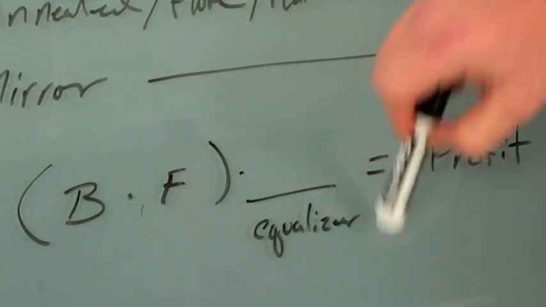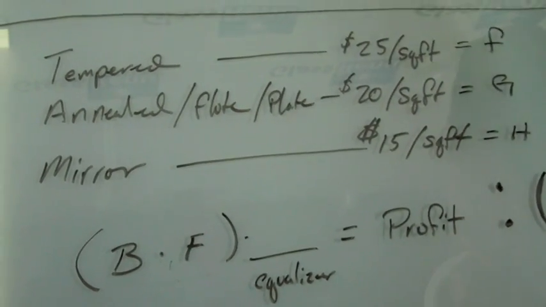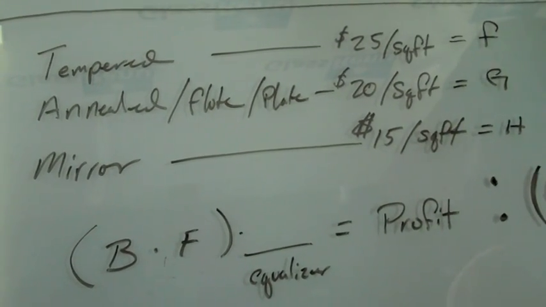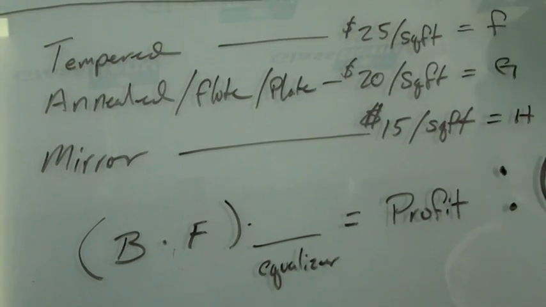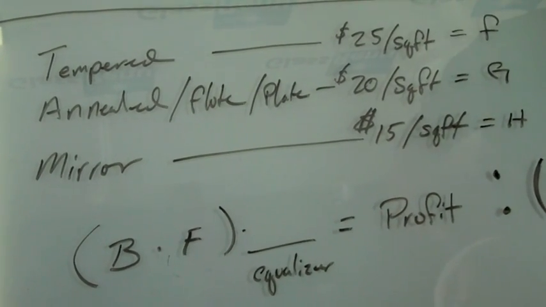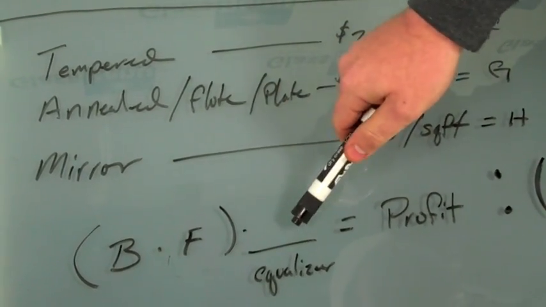Then I use what I call an equalizer. My default equalizer is 0.5, or half, okay? But if someone calls and says, I need it done tonight, or I need it done tomorrow, and you're really jumping through hoops, then I might do it times 1, or I might even go up to 1.5.